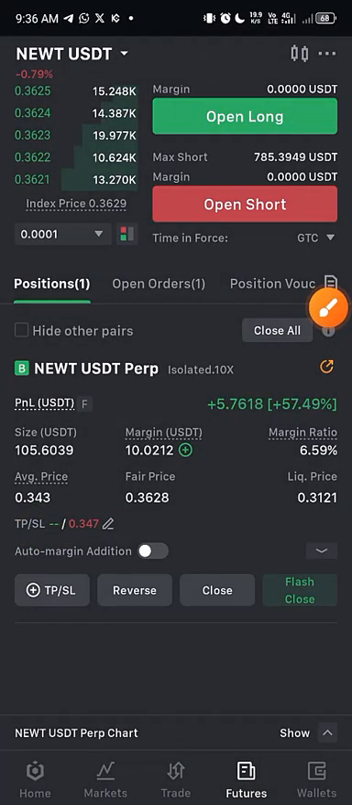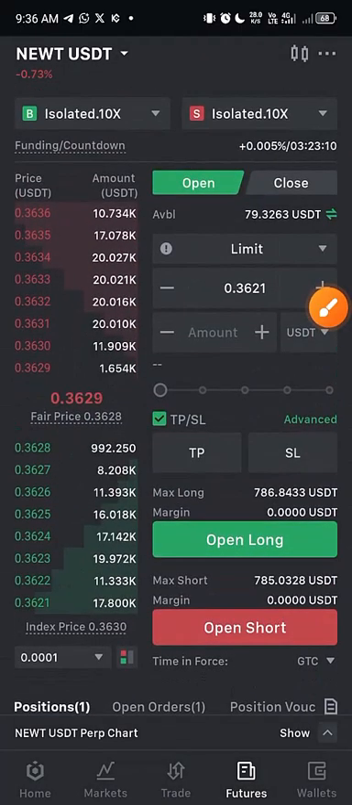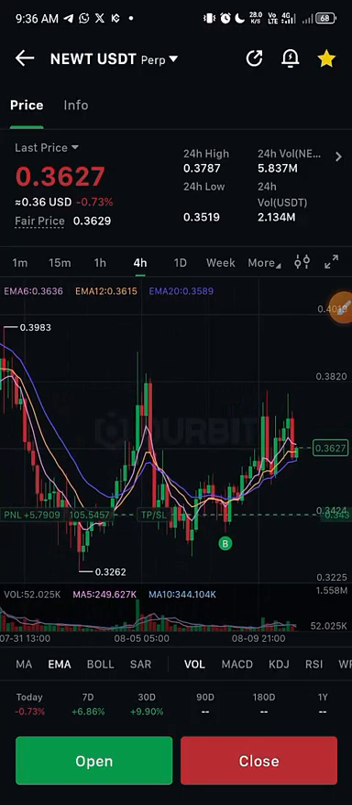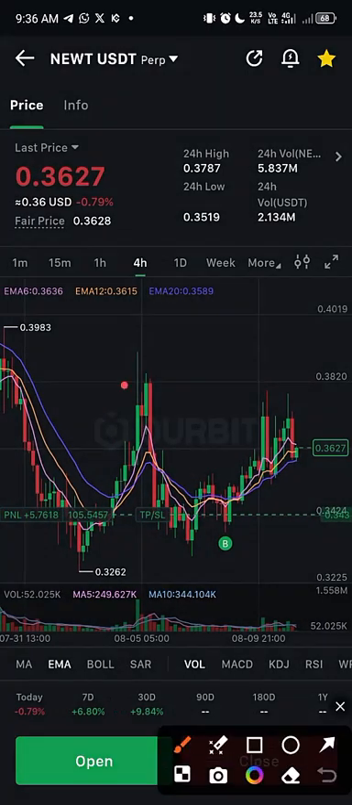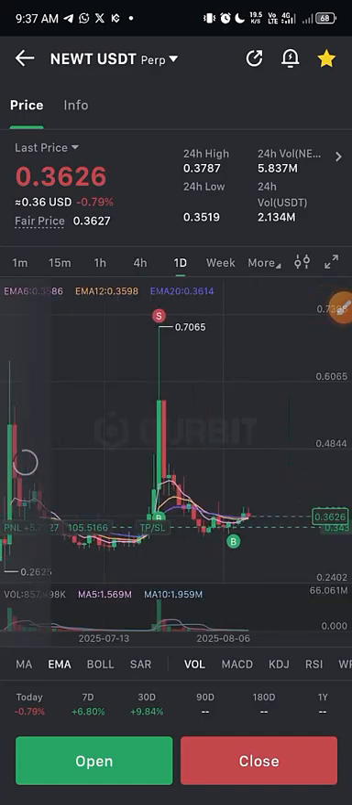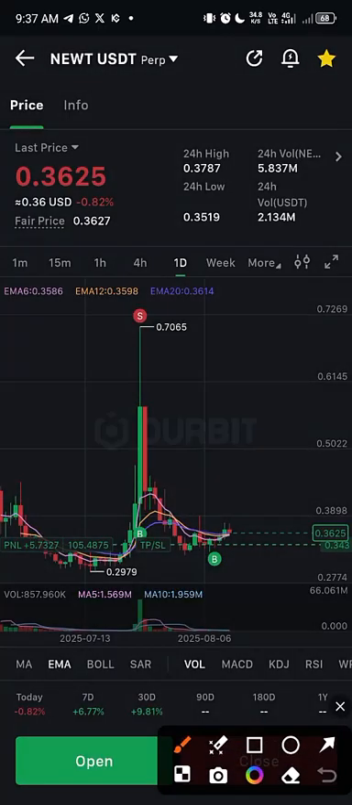So for me to set my TP, again, you must know the levels where you want to take profit. You don't just set TP anyhow. So the first level of TP will be here. For my TPs, I usually use H4 and 1 day to look at the levels. Now, this is the first level of TP, which is here, that green candle. The second level is this one, and then the third level is around here.